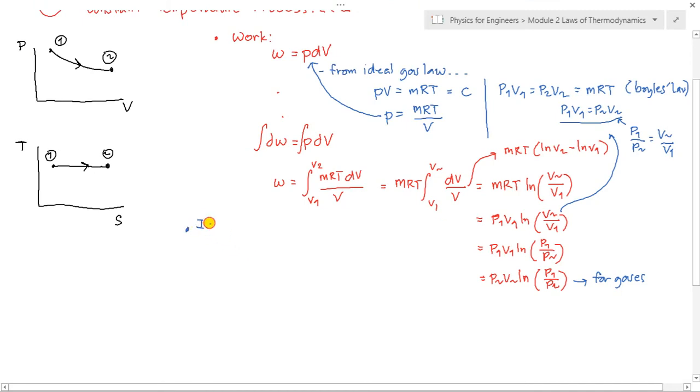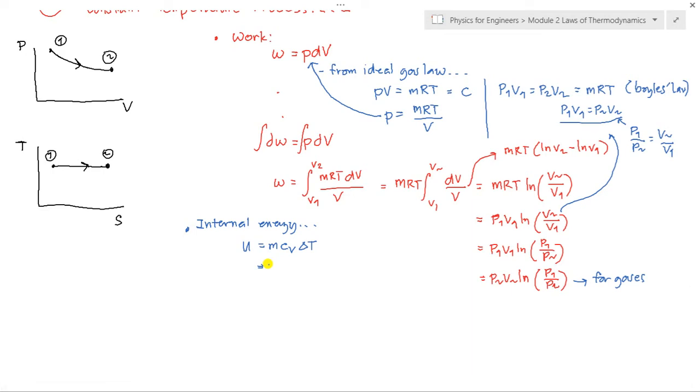That is U, internal energy. Internal energy, again, U equals mCV delta T. Class, does internal energy depend on constant temperature? What do you think, class? Because this one, can it be expanded? It becomes mCV (T2 minus T1). So does internal energy depend on an isothermal process?